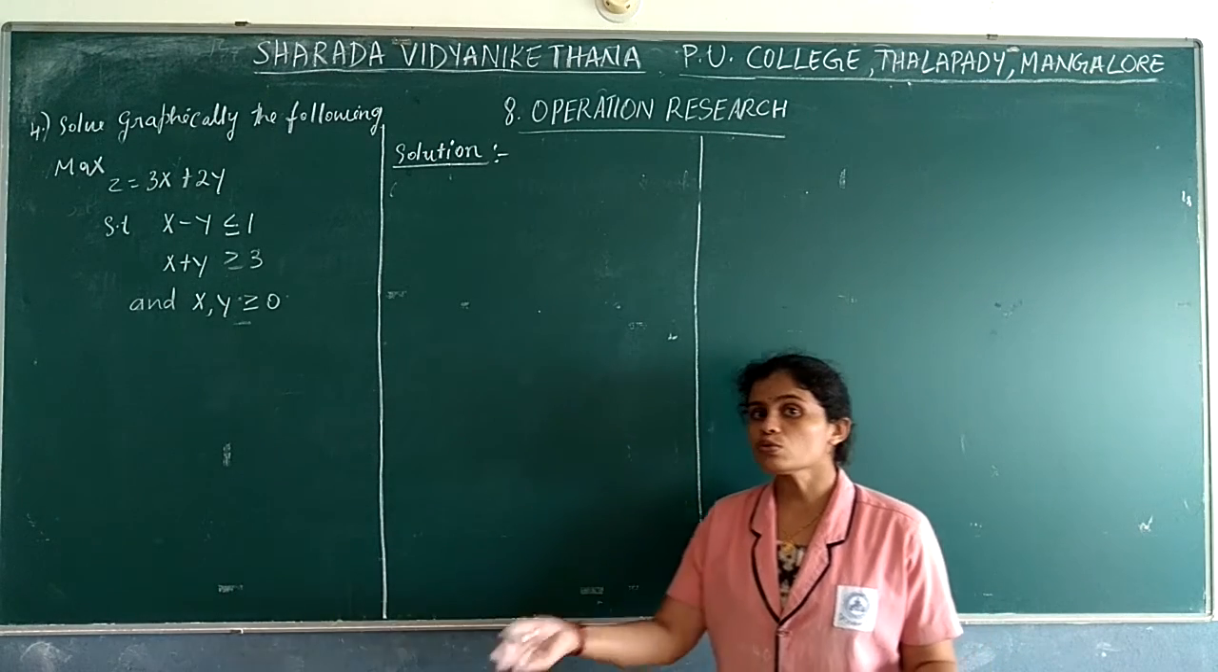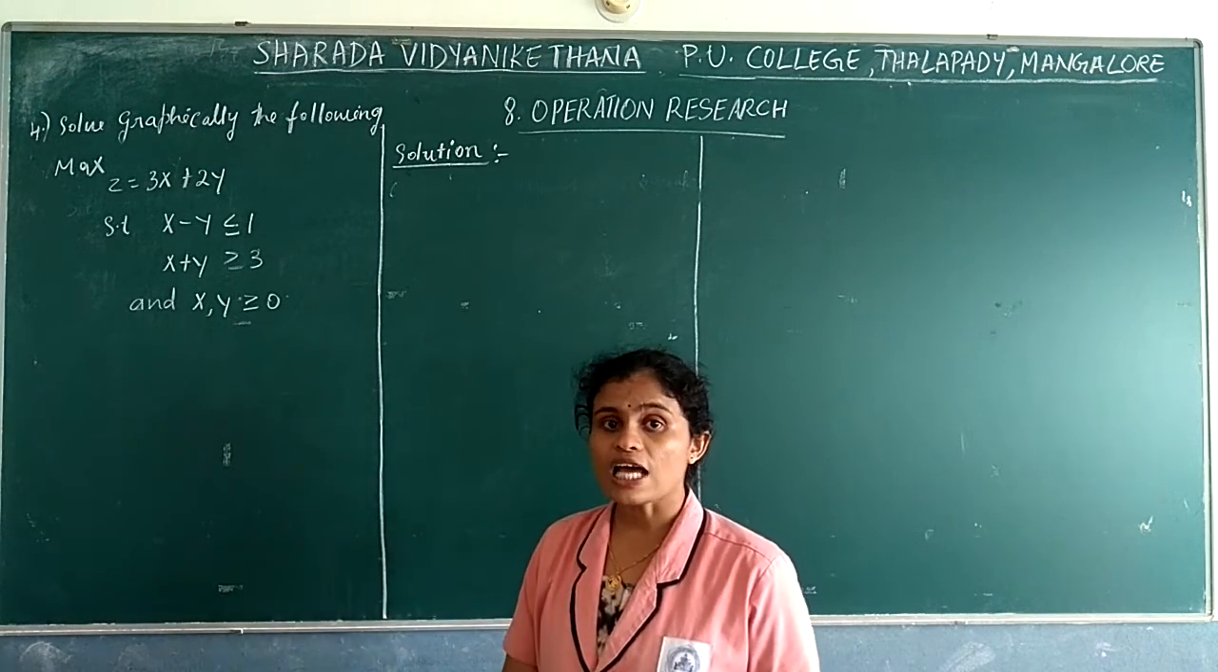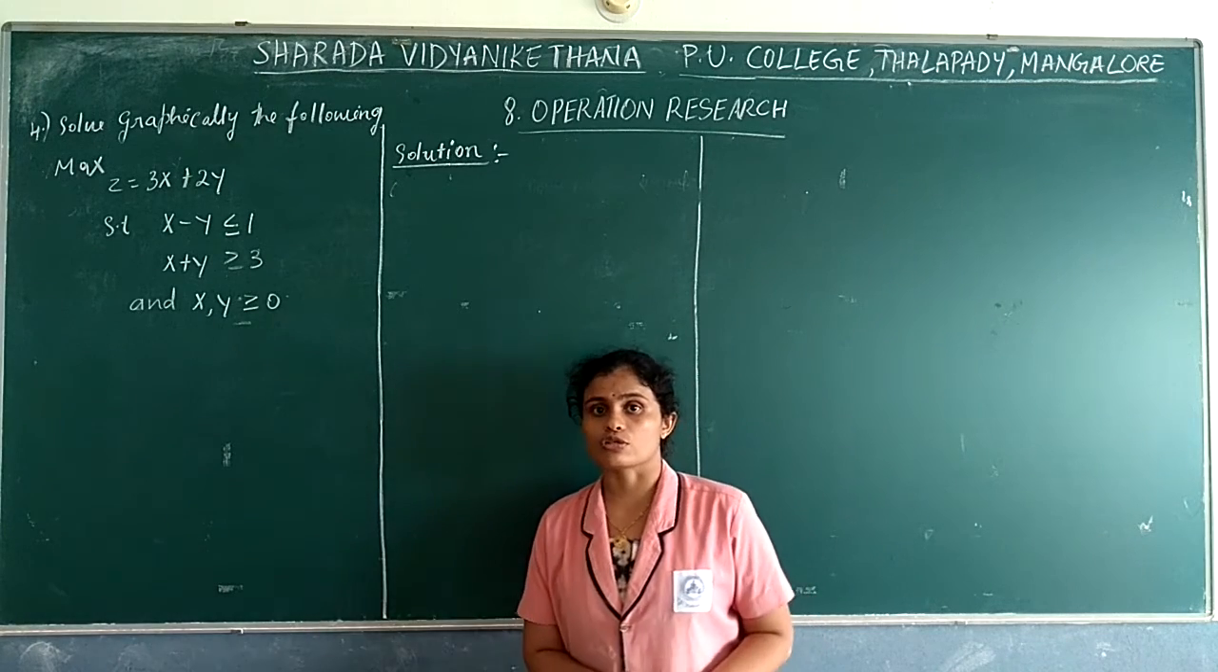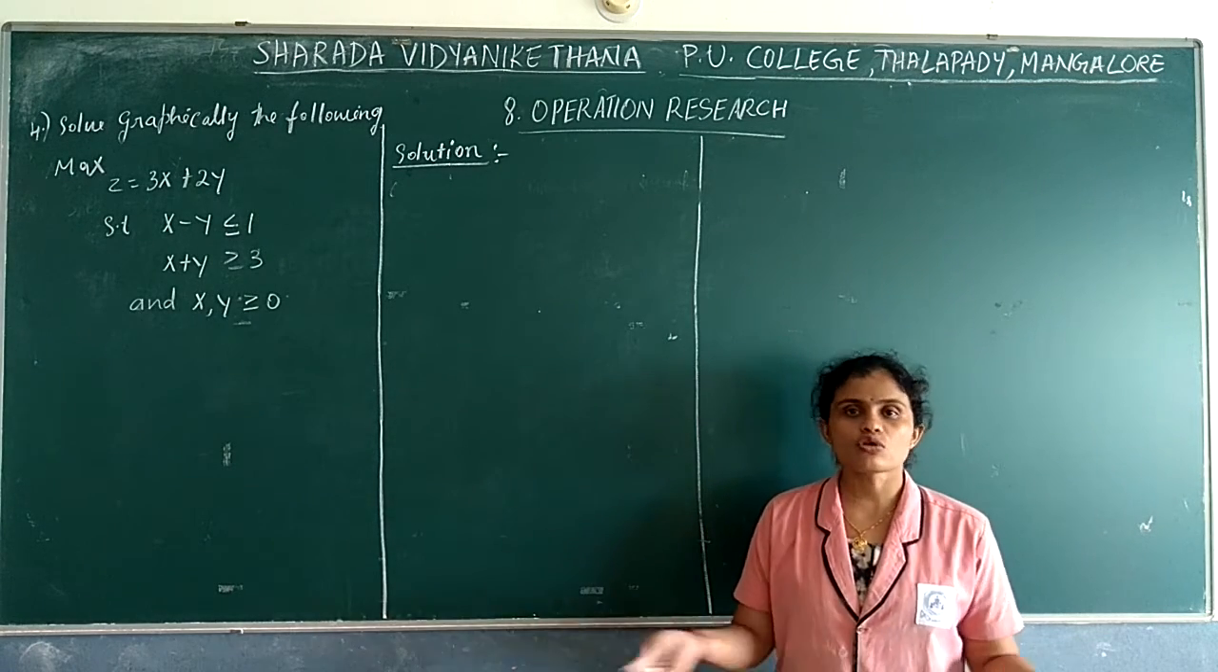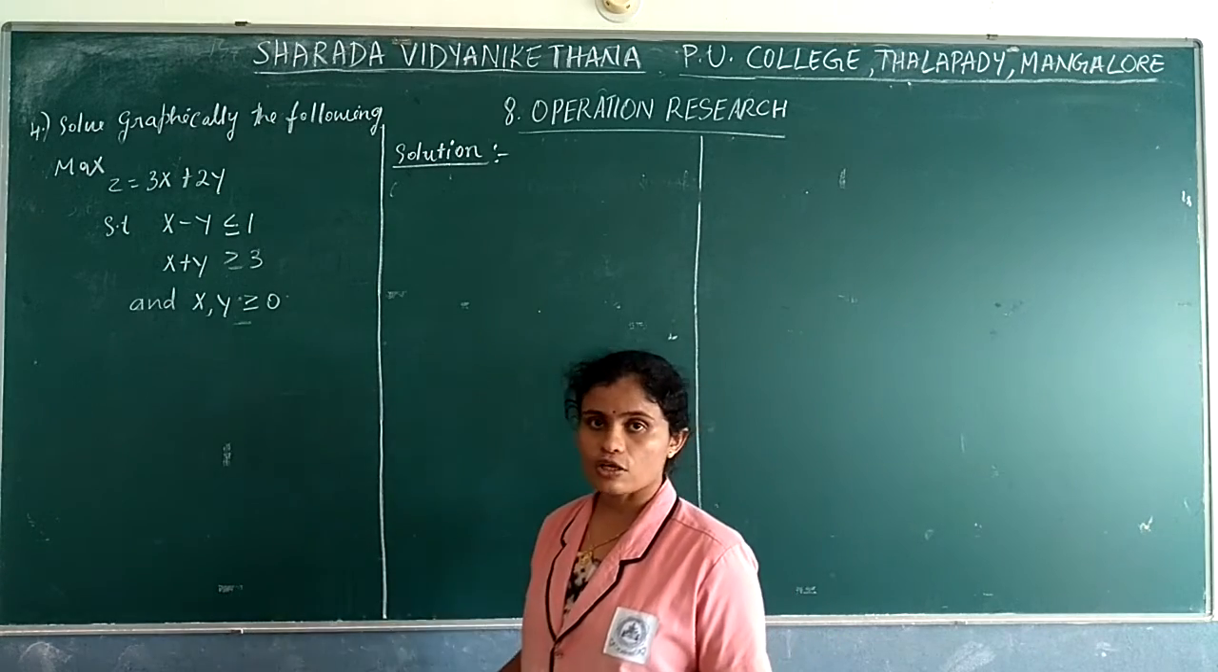As I said, we have two more solutions, that is one is unbounded solution. What is that unbounded solution? And in the other case there is no solution. So we see such kind of problems.